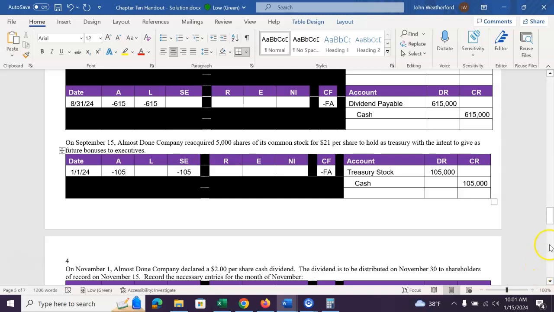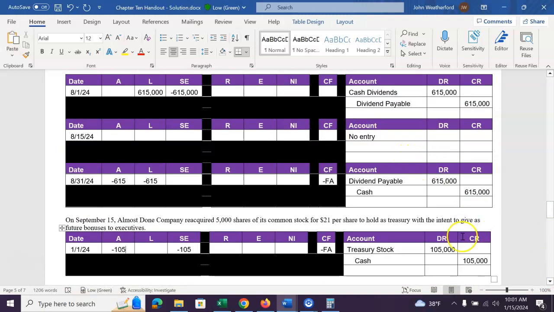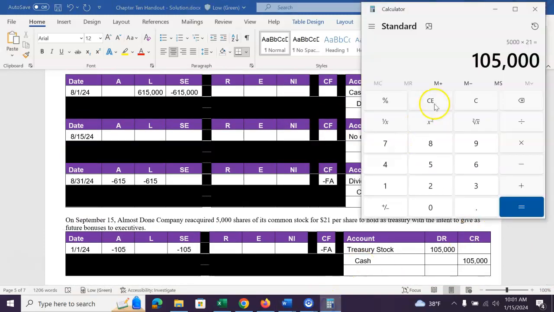Okay, what's happened since August? Well, in August, we paid a dividend on the 410,000 shares. We had 400,000 shares issued to start the problem. Then they issued an additional 10,000 shares.